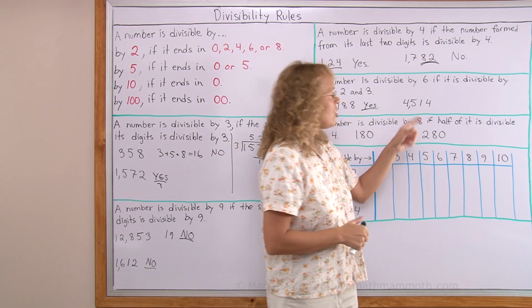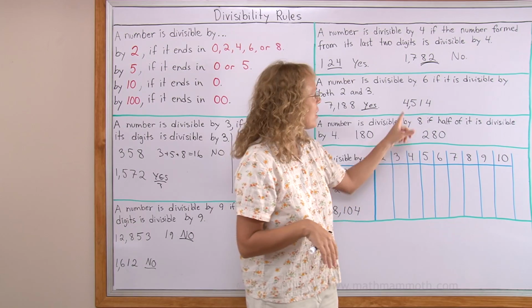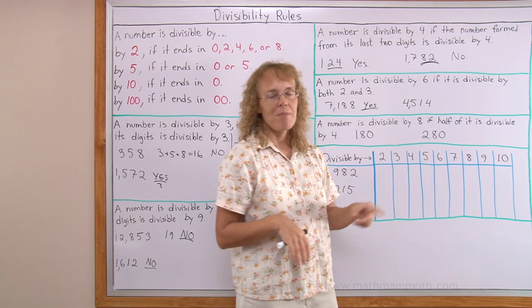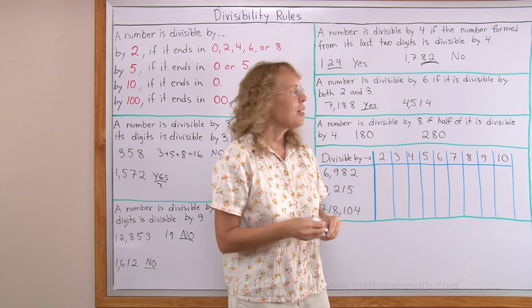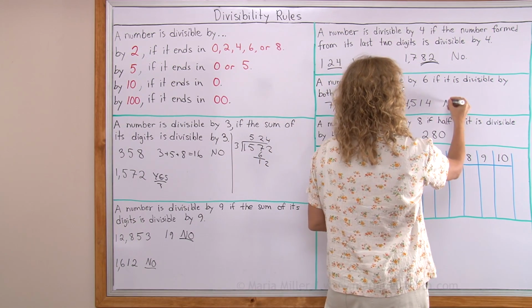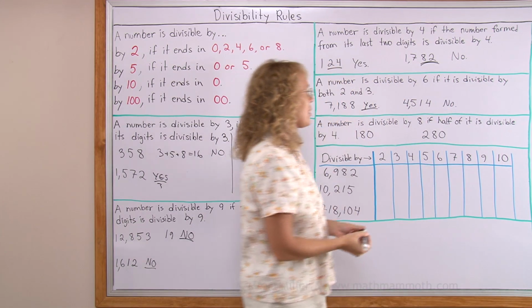Here I add the digits to check if it is divisible by 3. I get 9, 10, 14. 14 is not divisible by 3, so neither is this number, and so neither is it divisible by 6.